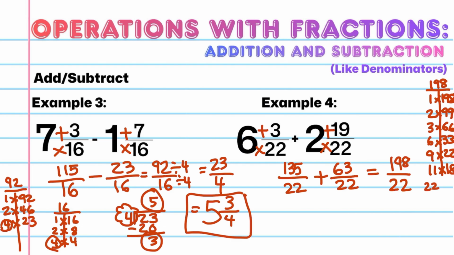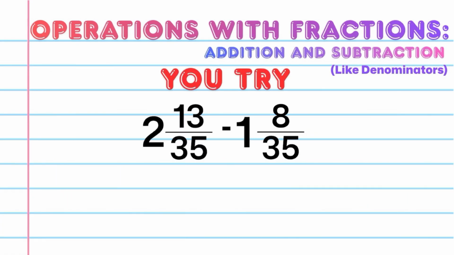Now I'm going to list the factors of 22. That's 1 times 22 and 2 times 11. So what is my greatest factor that they have in common? My greatest factor is 22, which means I'm dividing my numerator by 22 and denominator by 22. So my answer is 198 divided by 22 is going to give me 9. And then 22 divided by 22 is 1. So my answer is just 9. If our denominator is 1, we don't have to write the denominator, which is why I left it as a whole number 9.